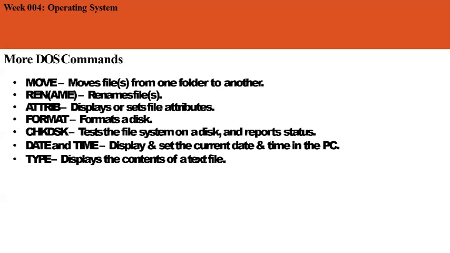Then we have also attrib, so it displays or sets file attributes. Then we have also format. So format is used to format a disk in the DOS commands. Check this chkdsk, that is used to test the file system on a disk and report the status. Then we can also have date and time. So date and time display and set the current date and time in the PC. And of course, type, it displays the contents of a text file. So those are the different DOS commands that we can use in the CMD or the command prompt.